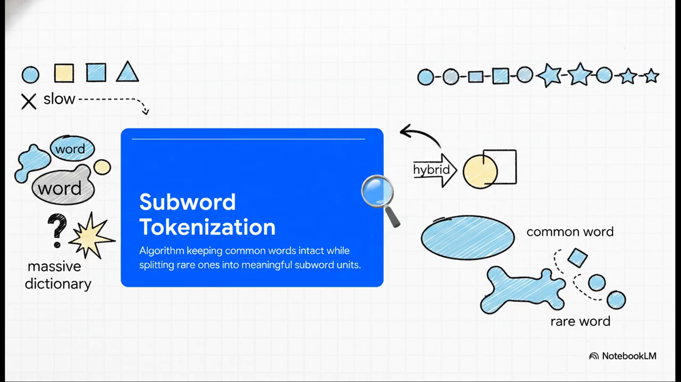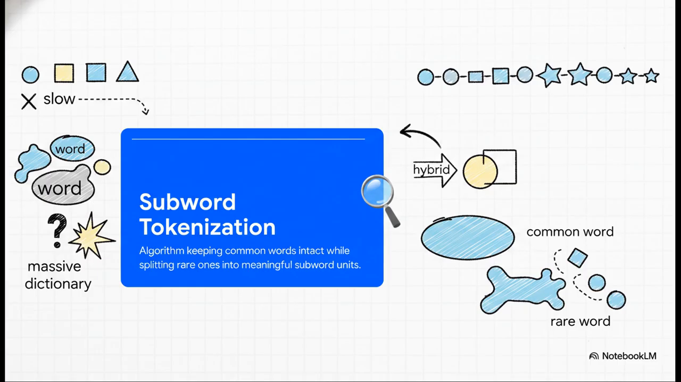Early models actually tried reading character by character, which was incredibly slow. Then they tried word by word, but that required an impossibly massive dictionary. So today's modern LLMs use a brilliant compromise called subword tokenization. Think of it as a hybrid algorithm.